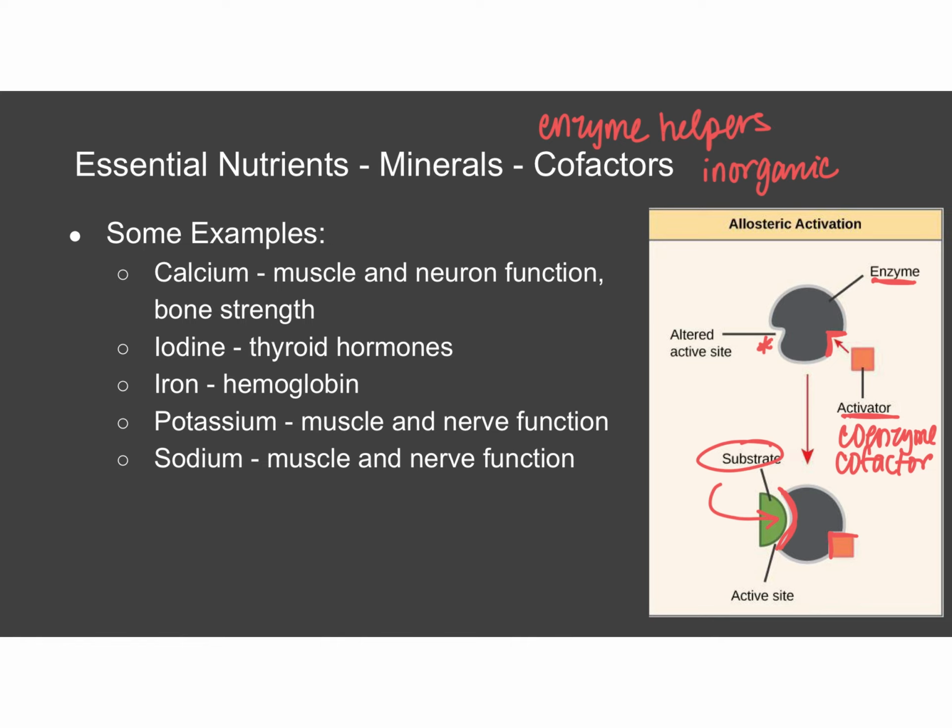Iron is needed to make hemoglobin. Potassium and sodium are both needed for muscle and nerve function. And if you recall the nervous system, we talked about how potassium and sodium are needed to maintain the resting membrane potential and then needed for an action potential to occur.